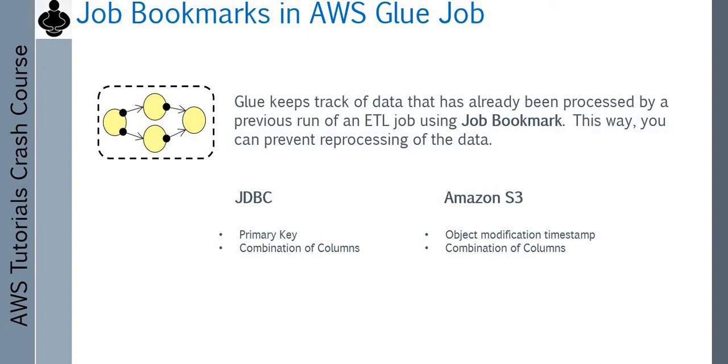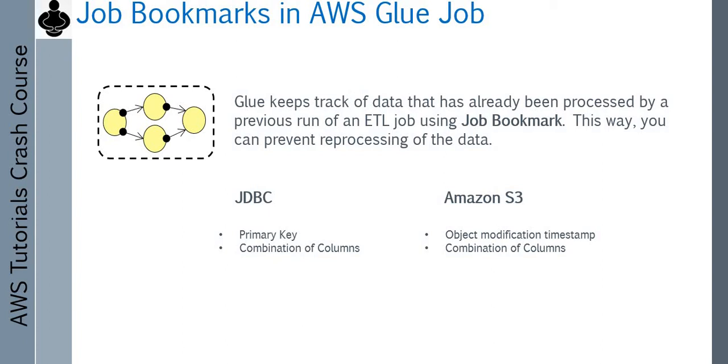You can do that using Job Bookmark. So Glue Job does provide a feature called Job Bookmark, which can be used to avoid any kind of reprocessing of your data. If you're using a JDBC kind of data source or data store, then your job bookmark could be defined using primary key or combination of columns. So whenever these combination of columns or primary key get a new data, then only those data are processed, not the old data which is already processed.